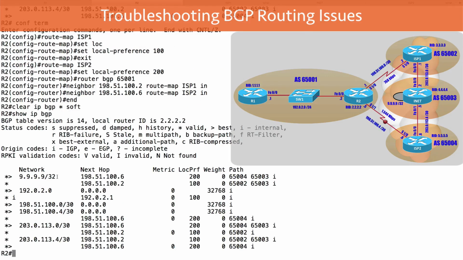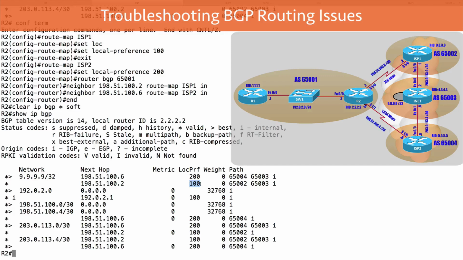And look at this. Now, in order to get to this 9.9.9.9/32 network, we're going to go via ISP2. Notice the greater than sign. Why is that? It's because of the local preference. There's a local preference of 200 to use ISP2. There's a local preference of 100 to use ISP1. We've now influenced outbound path selection to prefer the ISP that has more bandwidth. However, we now need to influence inbound path selection.